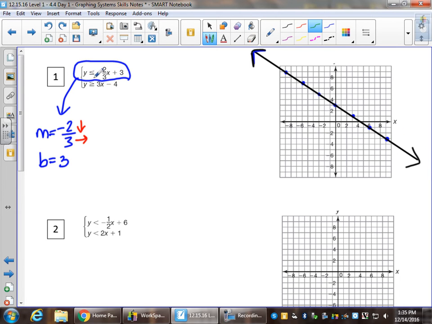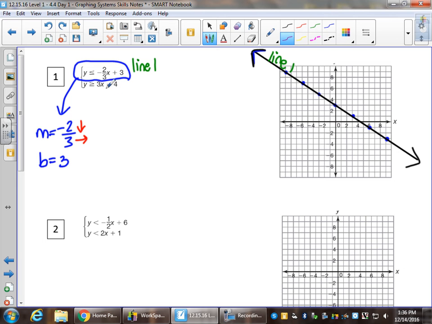Now, just looking at the inequality sign, how am I going to shade here? Well, let me preface this. You could shade now or you could wait. So let's wait. I'm just going to call this line one. So we remember, this is line one.